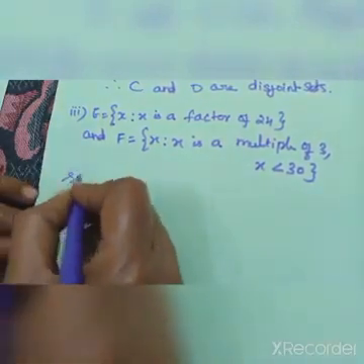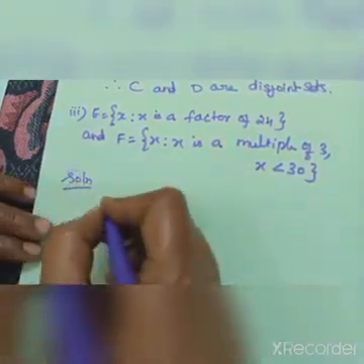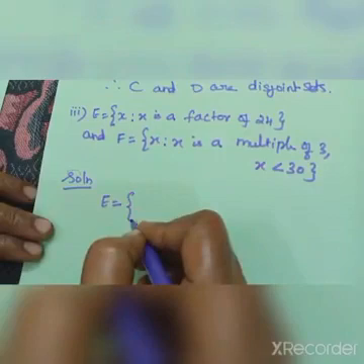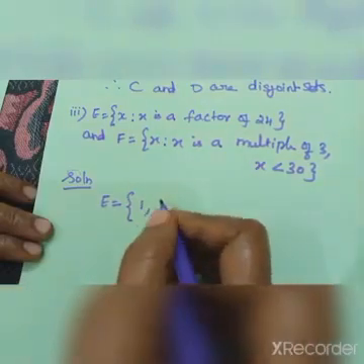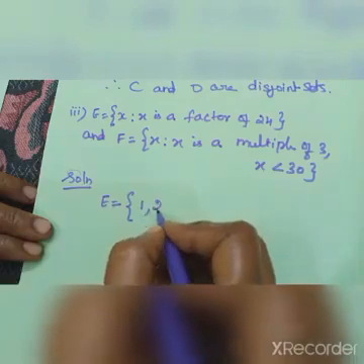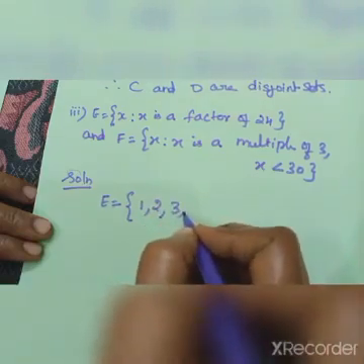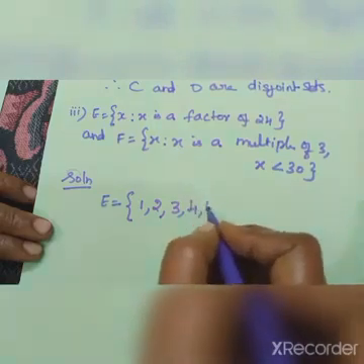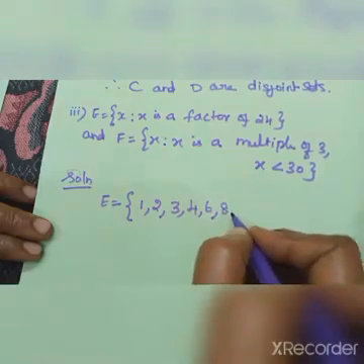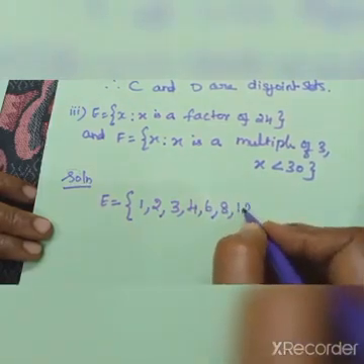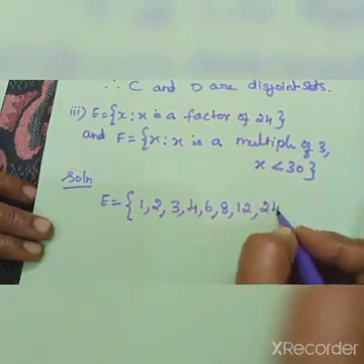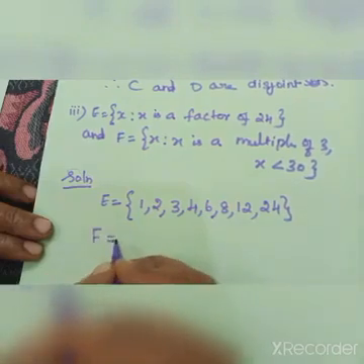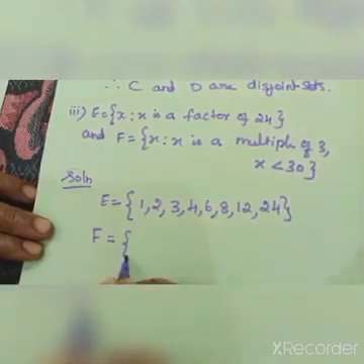So here E and F are the two sets given. E is equal to factors of 24. What are the factors of 24? 24 is divisible by 1 and 2 and 3. 3 eights are 24, no? So 3, 4 sixes are 24, 4, after 6, then 8 threes are 24, no? 8. Then 12 twos are 24 and 24 also.